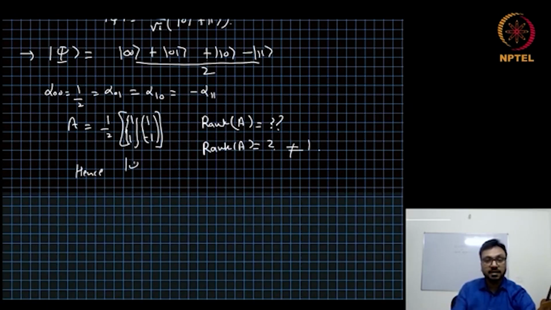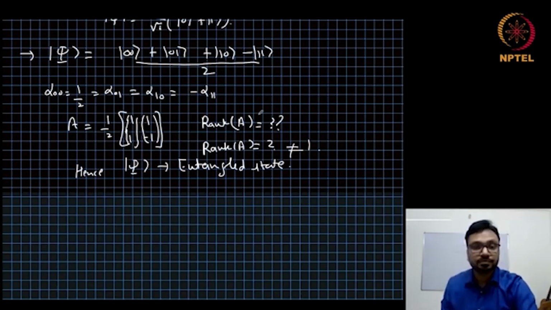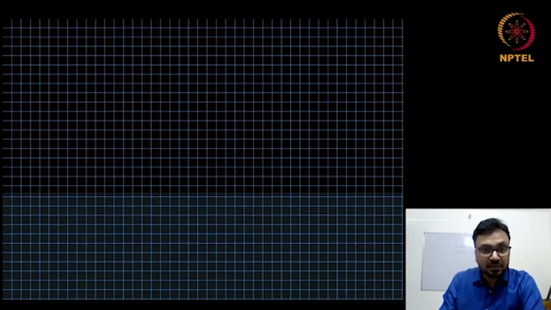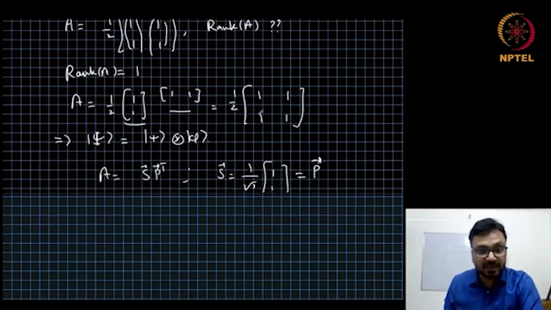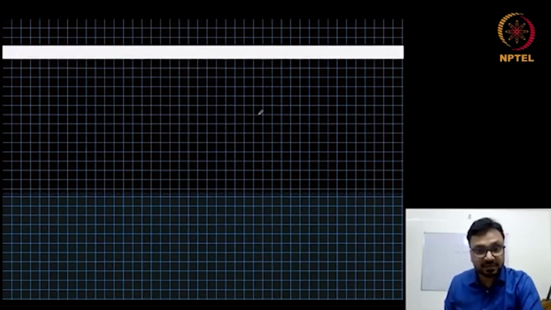Hence, psi is an entangled state. I hope with these examples it's clear what we mean by entanglement and how to find out whether a state is entangled or not.